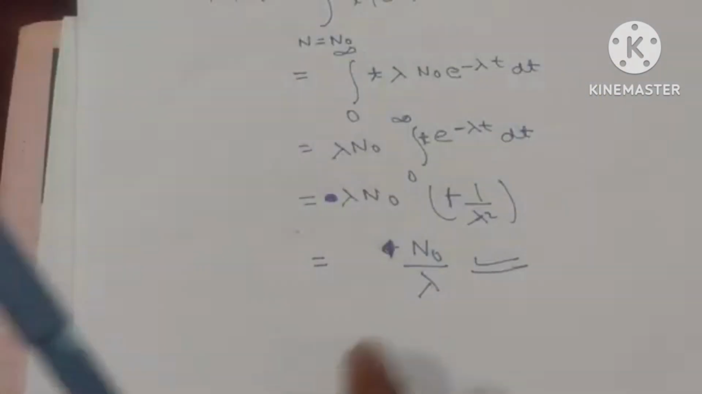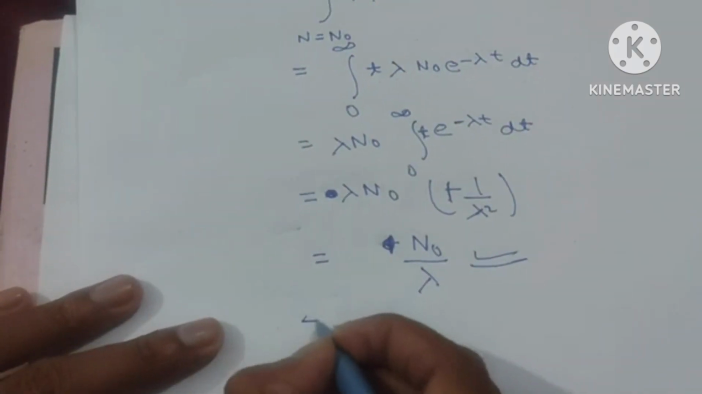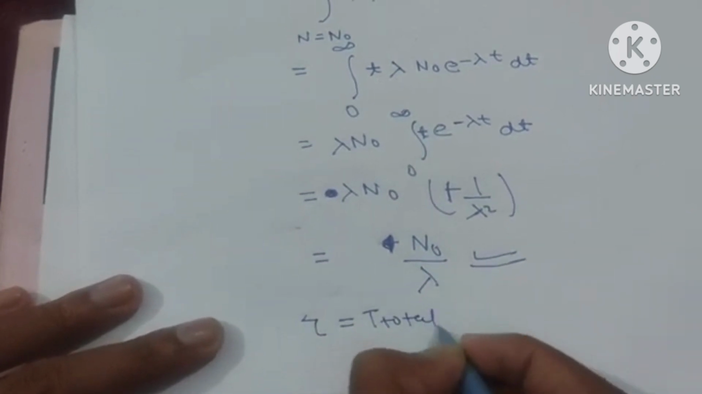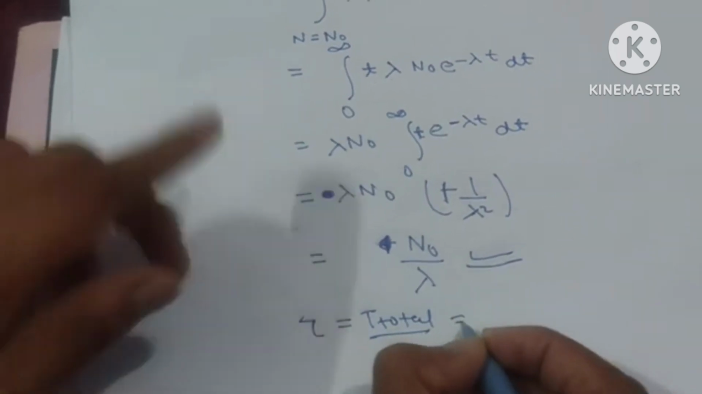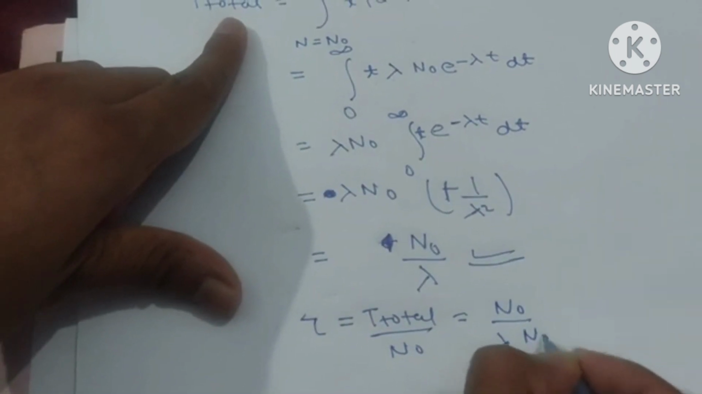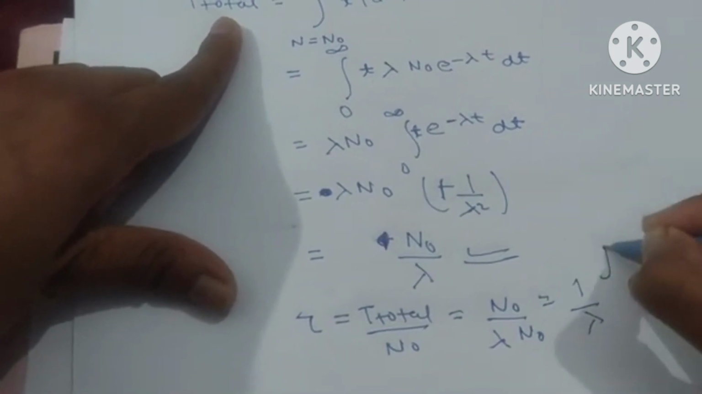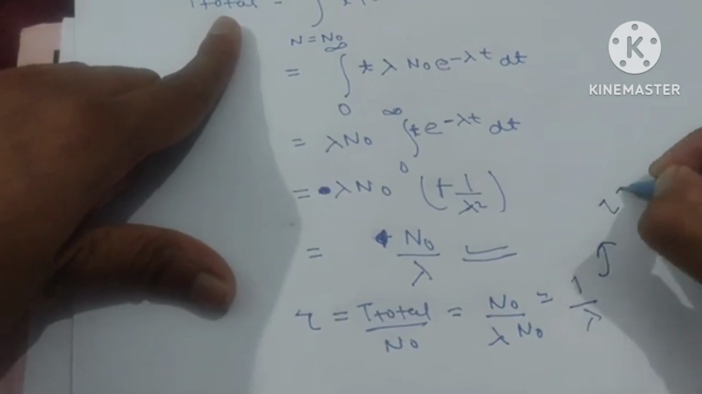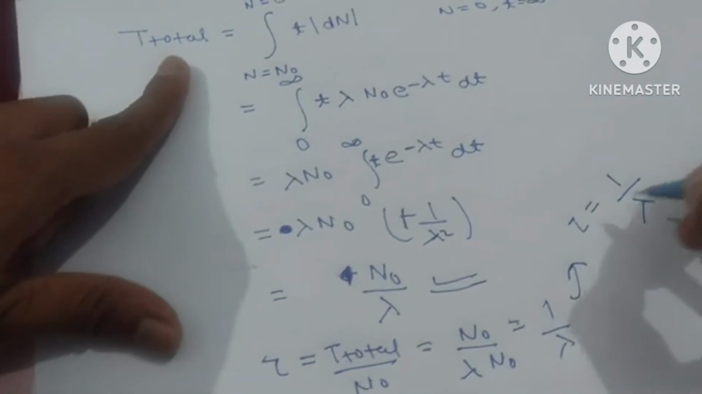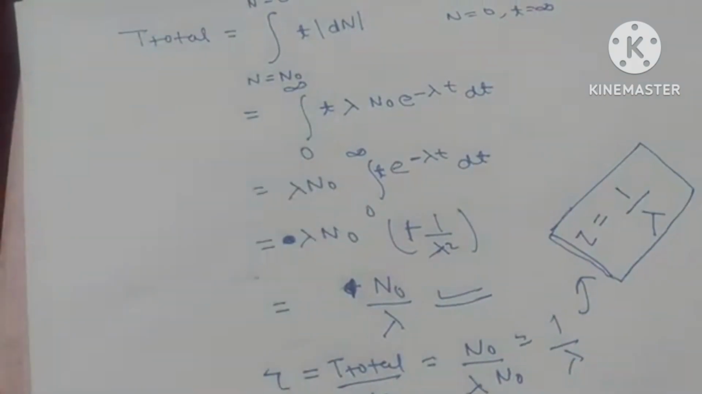So thank you. Now what we'll do, we'll use this formula, right? So here T total is equal to n by lambda and n naught, so here it is 1 by lambda. We proved it. Okay, this is proved. Thank you.